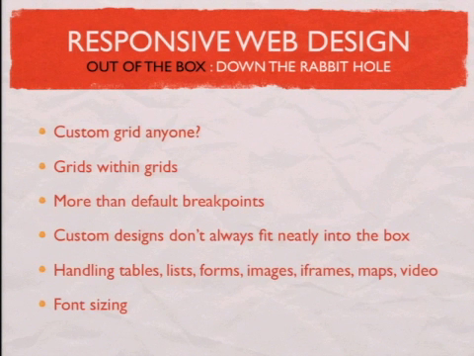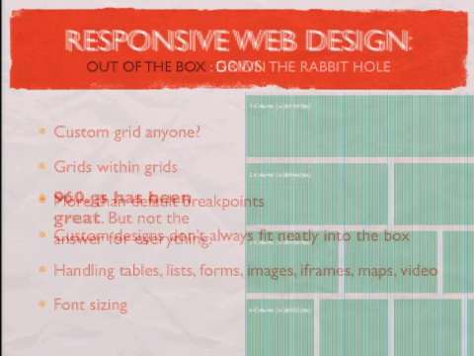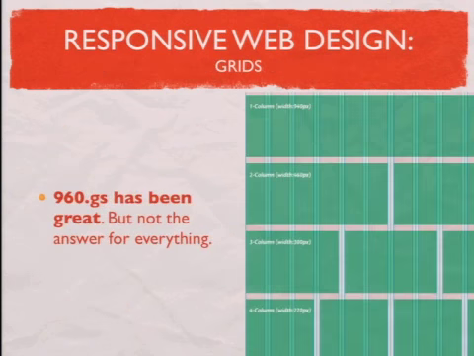For starters, these themes all base you around this 960 grid system, and the 960 grid system is awesome. If you've built a site in the past, I don't know how many years, you've seen these grids, and you set your column widths, and you say, I want my main column to be 8 columns wide and my sidebar to be 4 columns wide, and it's great.